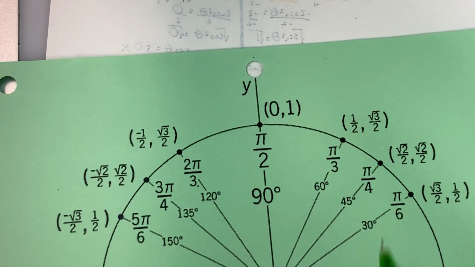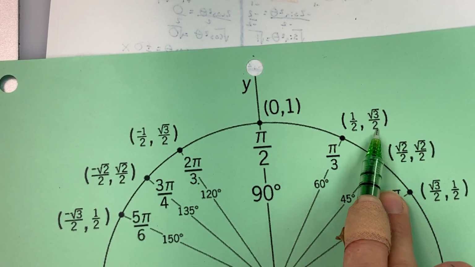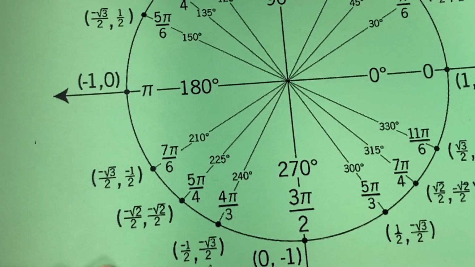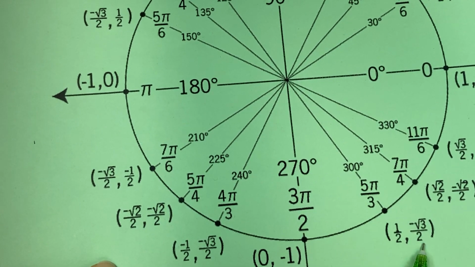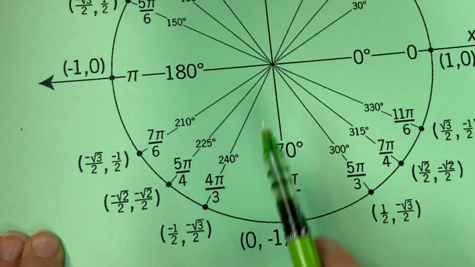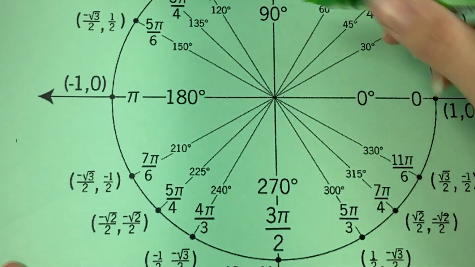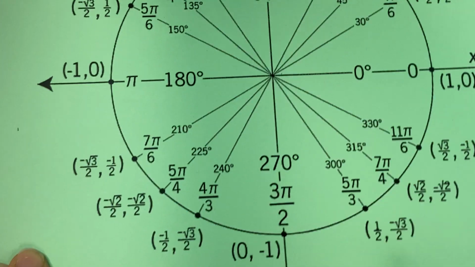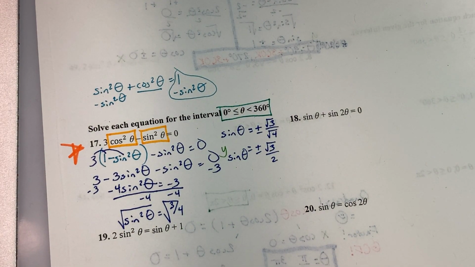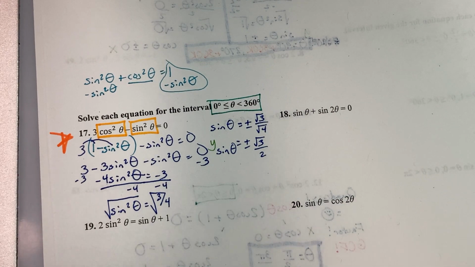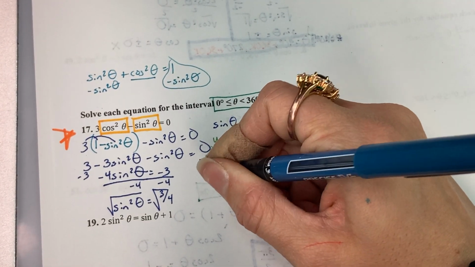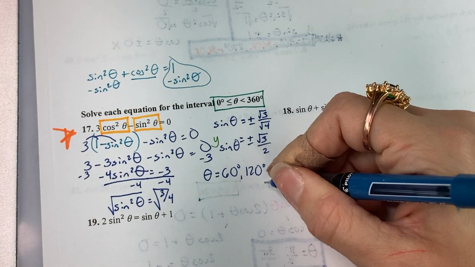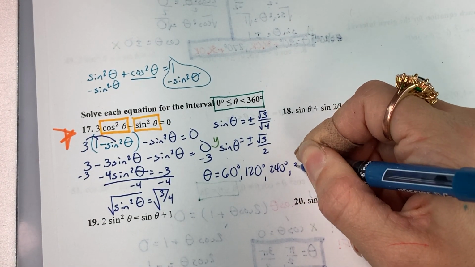So I've got a y value of positive rad 3 over 2 in quadrant 1, positive rad 3 over 2 in quadrant 2, negative rad 3 over 2 in quadrant 3, and negative rad 3 over 2 in quadrant 4. So I've got 4 solutions from this one. That would be 60 degrees, 120 degrees, 240 degrees, and 300 degrees. So those would be 4 solutions. So theta equals 60 degrees, 120 degrees, 240 degrees, and 300 degrees.